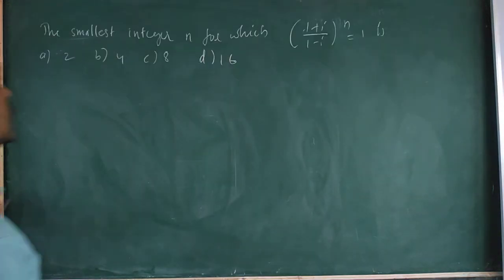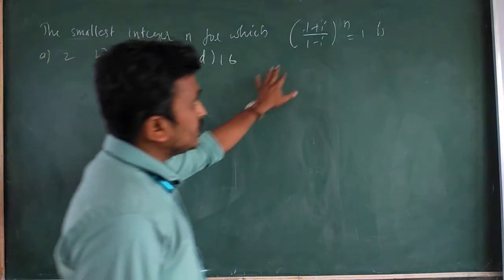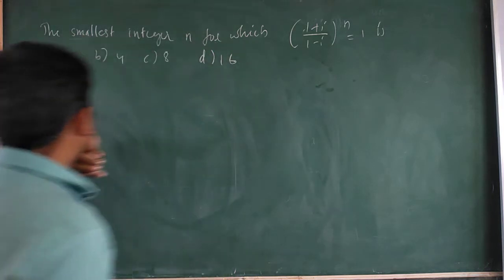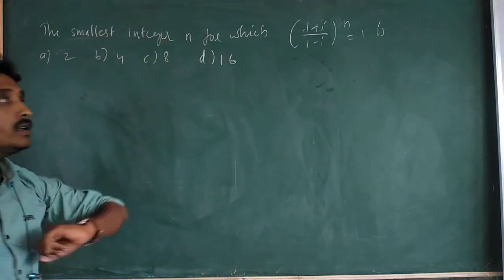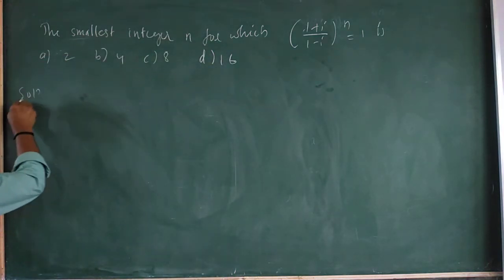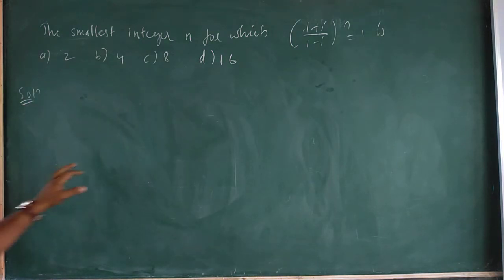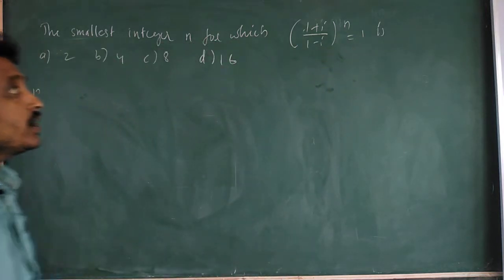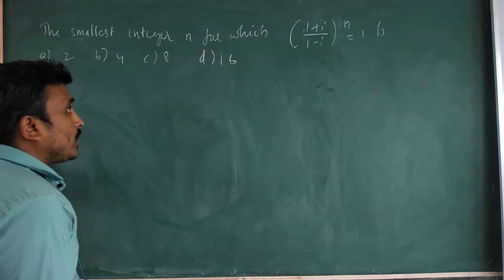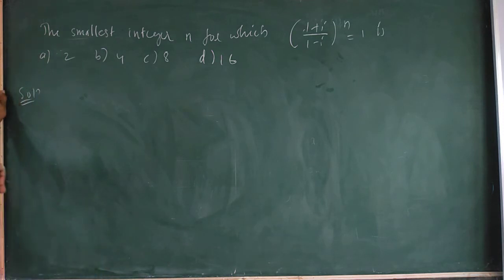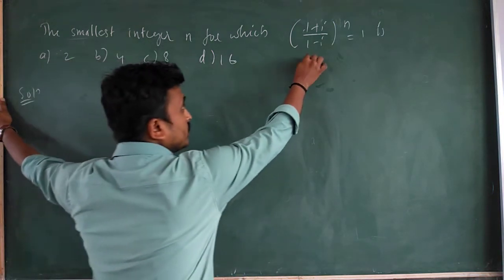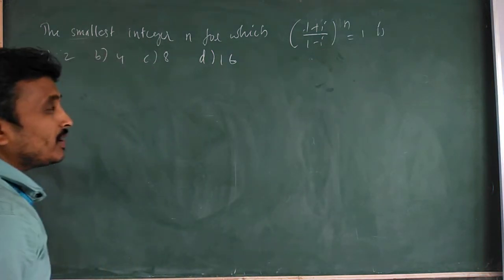Next question: the smallest integer n for which (1 plus i divided by 1 minus i) power n equals 1. Options are 2, 4, 8 and 16. Solution: the smallest integer n for the power n. Okay, (1 plus i divided by 1 minus i) power n. In the previous question we did (1 plus i divided by 1 minus i) power 100.